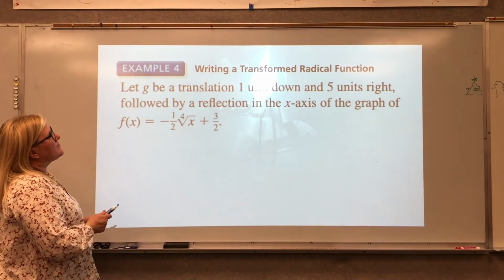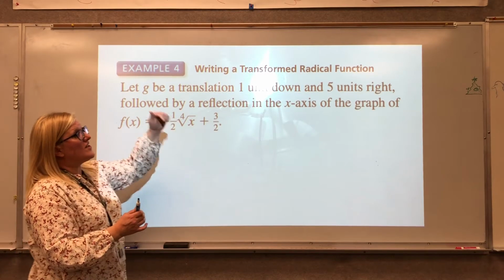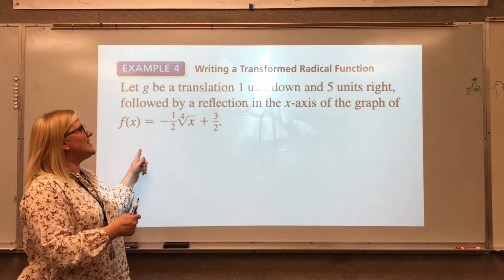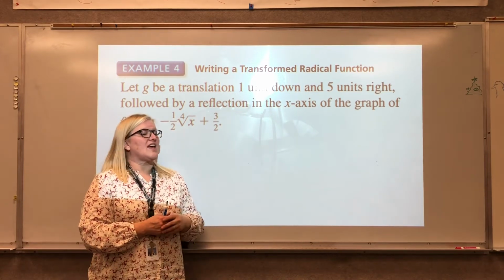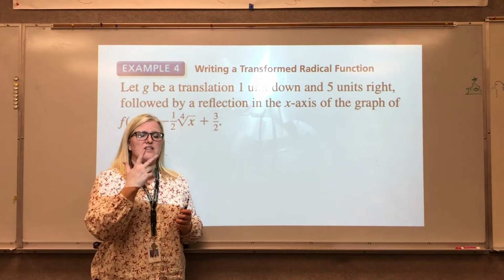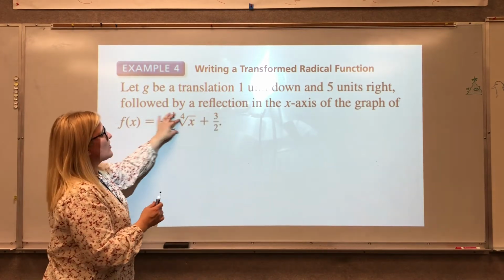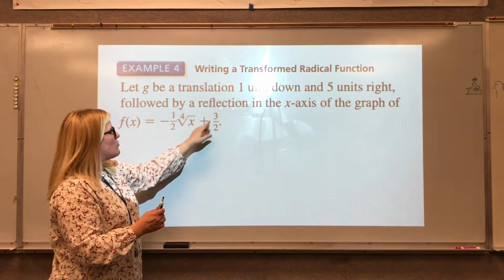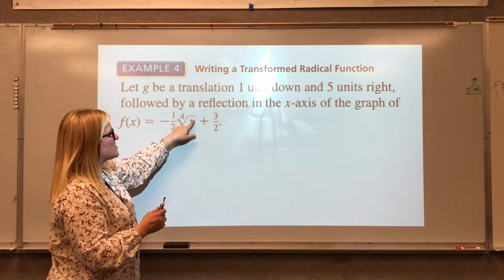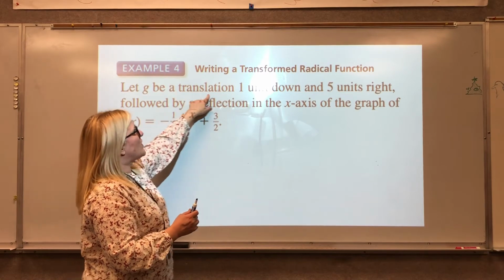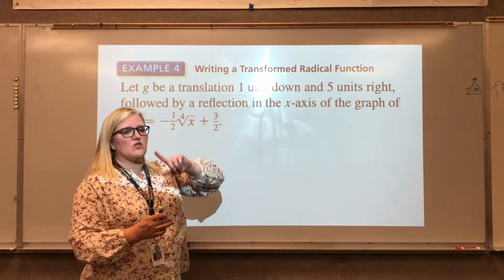All right, let G be a translation 1 unit down and 5 units to the right, and then we want to reflect it over the x-axis. So there's 3 different things we're going to be doing here. Don't let this scare you. We're really just focused in on this x right now and the function. So let G be a translation 1 unit down. Let's do that one first.